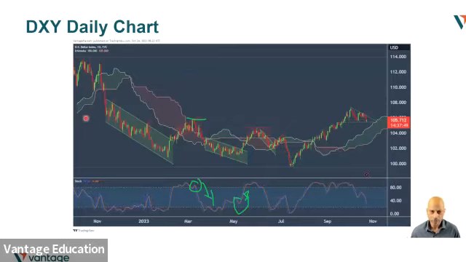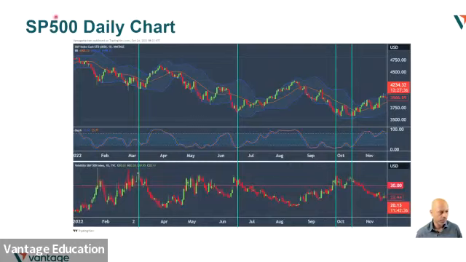And for stochastic and for Ichimoku cloud, I've just used the default settings. There's no customization of the parameters for Ichimoku Cloud. But for stochastics, I prefer to use 20 for the length, and the value 3 for the smoothing parameters. Right. So next I'm going to look at the S&P 500 or the SP 500.